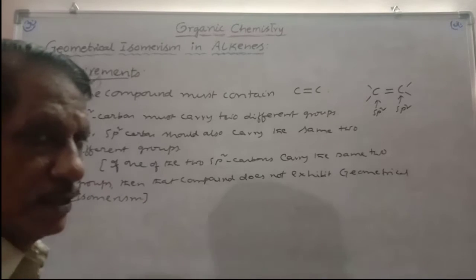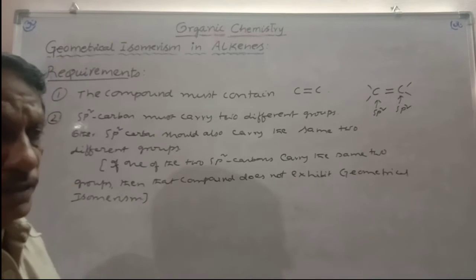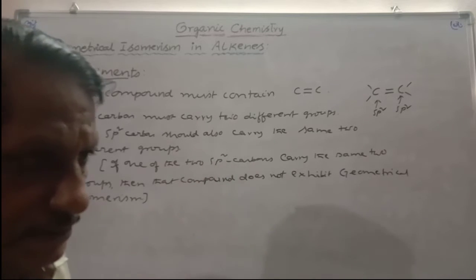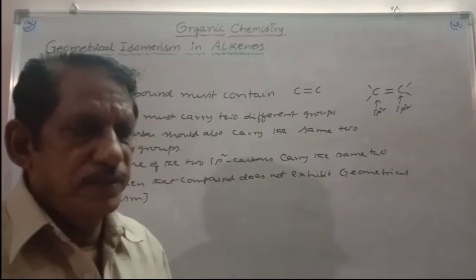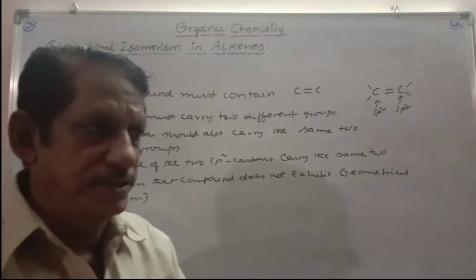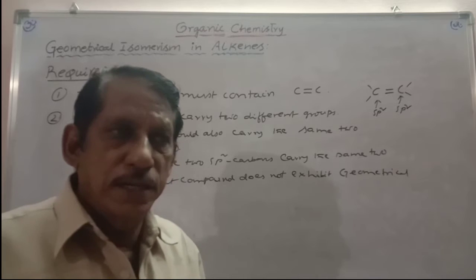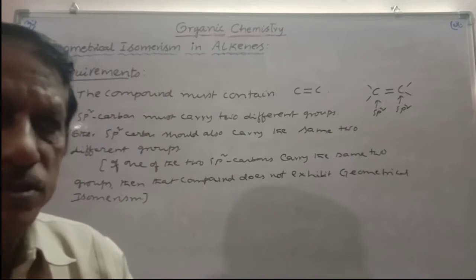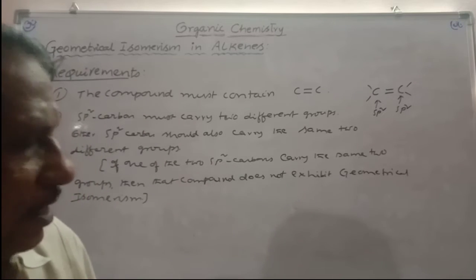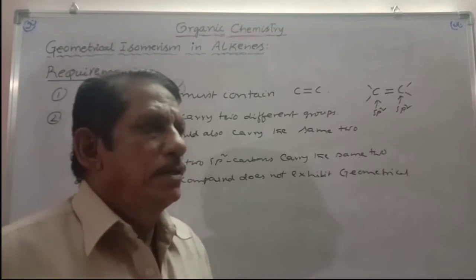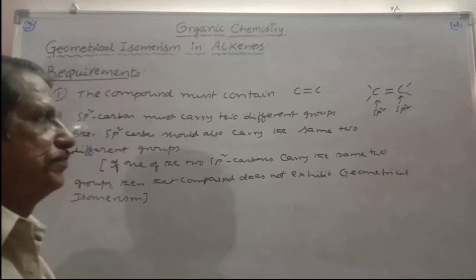This is the condition. The two sp2 carbons must carry two different groups. If the same two different groups carried by one sp2 carbon are carried by the other sp2 carbon also, then definitely geometrical isomerism will be exhibited. If one of the two sp2 carbons carries two same groups, then there will be no geometrical isomerism. So these are the requirements to be fulfilled by an alkene.